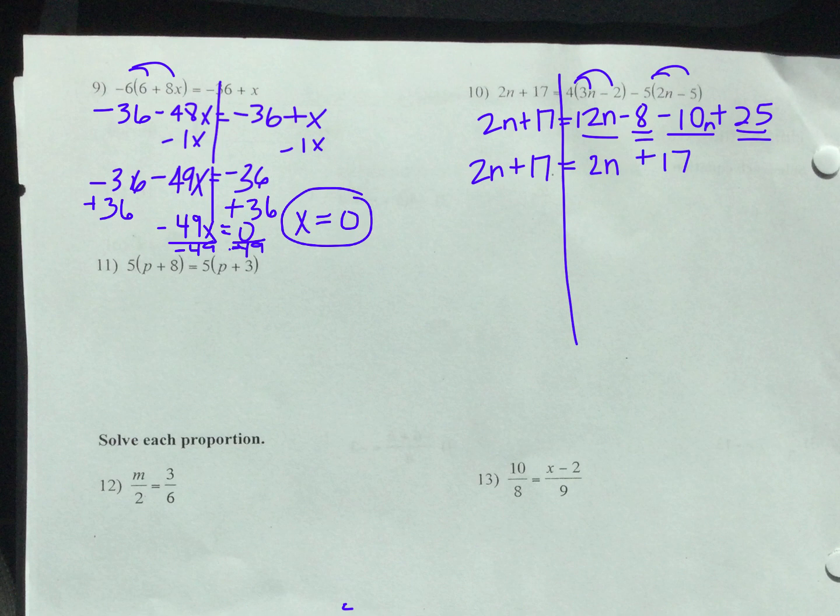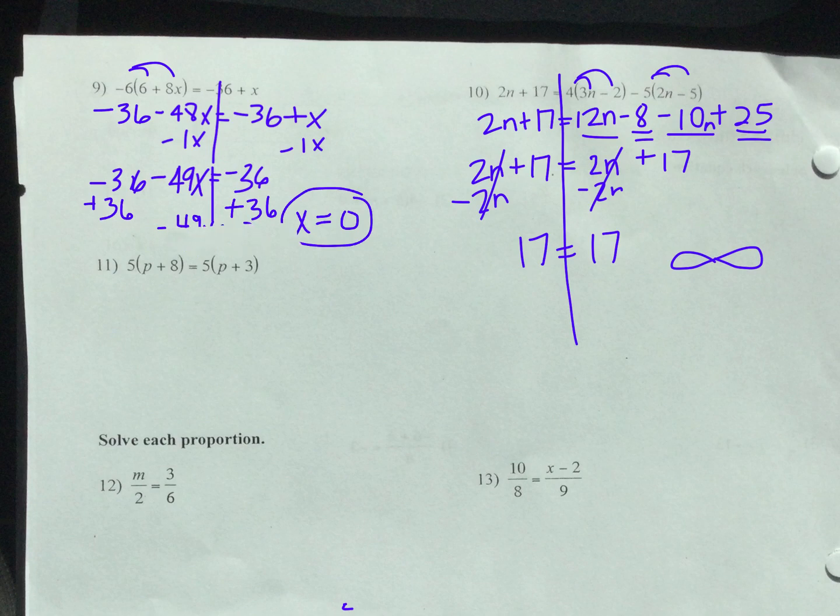All right, now I'm going to get my n's together. So I'm going to subtract this guy. 2n minus 2n is nothing. I end up with 17 equals 17. Well, that is a beautifully perfect answer, which tells me that it has infinitely many solutions.